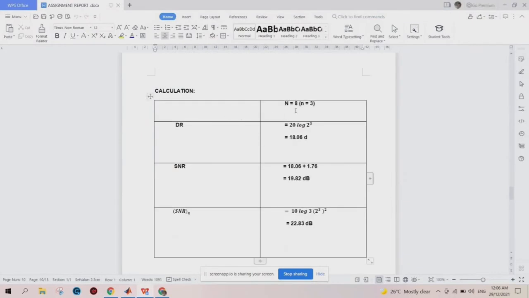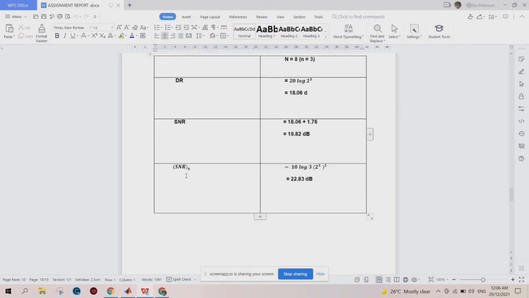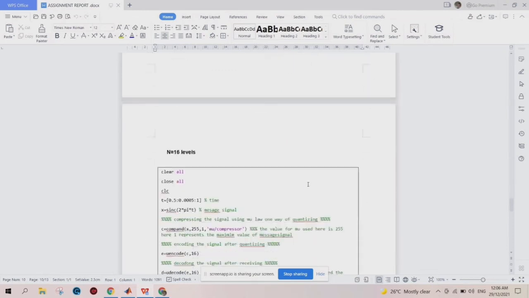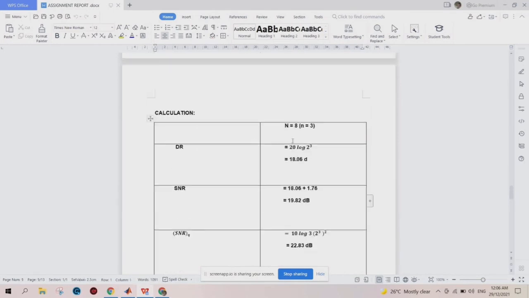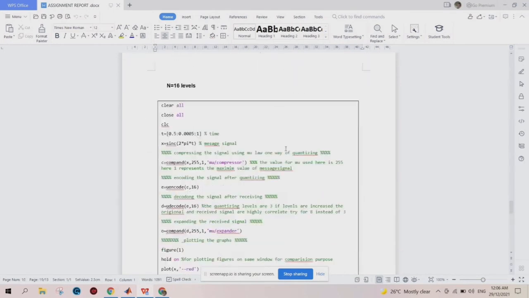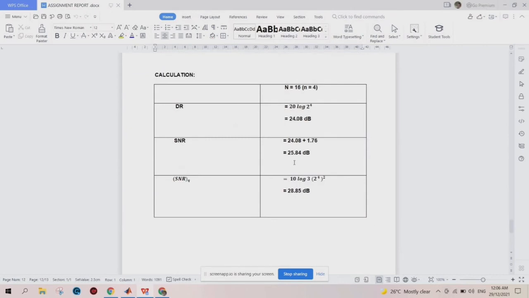For the calculation, n equal 8, DR is 20 log 2 cube, which equals 18.06 dB. For SNR, 18.06 plus 1.76 equals 19.82 dB. For SNR with Q, 10 log 3 bracket 2 cube square, so in total I got 22.83 dB. This one is for n equal 8, and this one is for n equal 16.